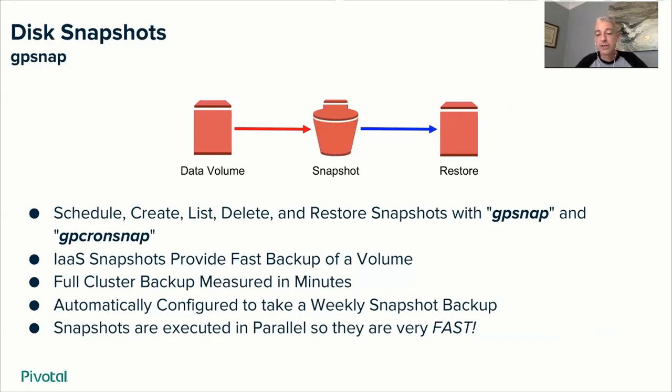We've also automatically configured weekly snapshots for you using gpcronsnap. And that's just a configuration file. You can say how many copies of your backups you want to keep, and what days of the week to run, how often, and so forth. These are automatically configured to keep 4 backups, and they run on every Sunday.